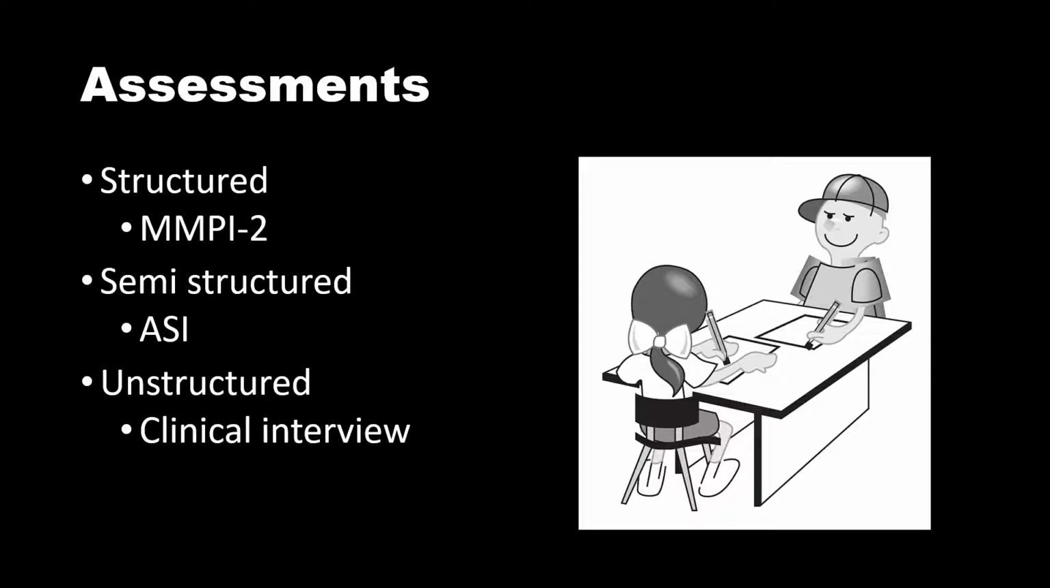One is a structured assessment instrument, such as the MMPI-2, the Minnesota Multiphasic Inventory, in which the client is asked over 500 different multiple choice questions, and then it can be machine scored. There are semi-structured inventories, such as the Addiction Severity Index, in which you have a set of questions, but when you get a yes answer, you may follow it up with additional questions which are not on the inventory.